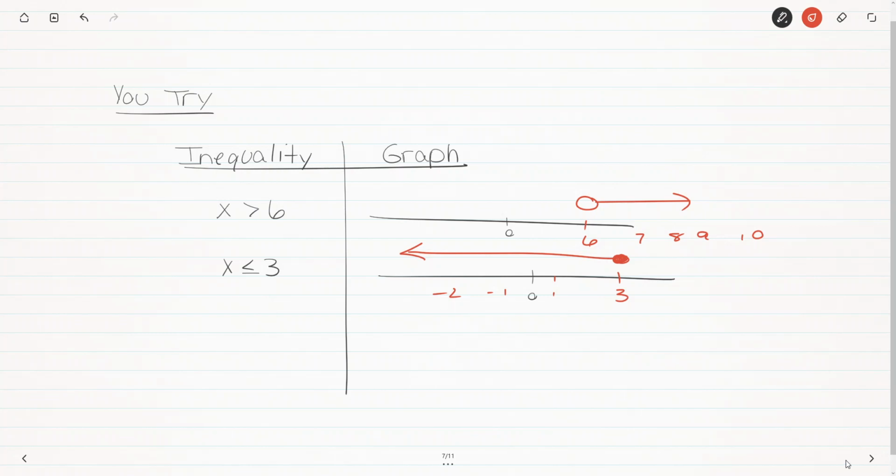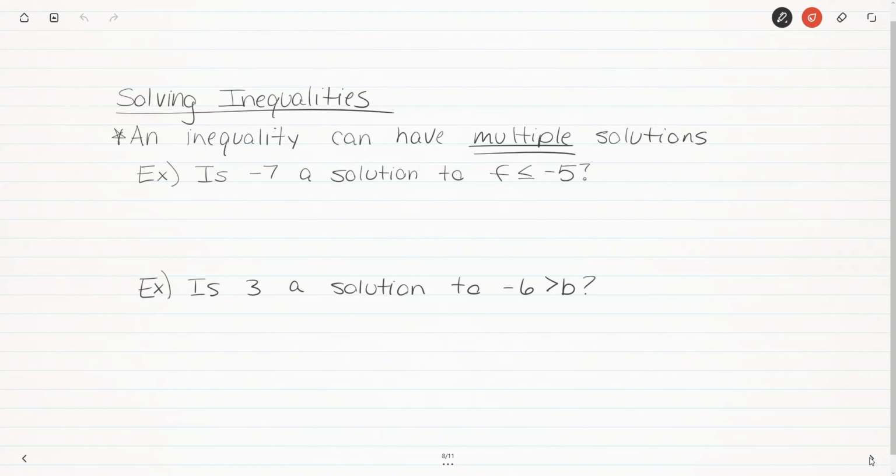Okay, so now that we've talked about graphing inequalities, let's talk about solving inequalities. So an inequality can have multiple solutions. Just like we've talked about in the graphing piece, we need to figure out, can certain numbers be solutions to inequalities? So our first example: is -7 a solution to f is less than or equal to -5? Well, all you're going to do, instead of putting in an f, you're going to put in -7. So f is going to get replaced with -7, and I'm just going to look at my inequality. Is -7 less than or equal to -5?